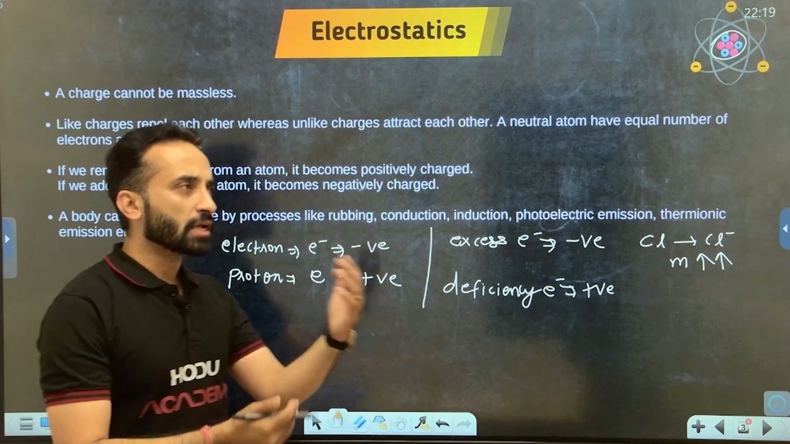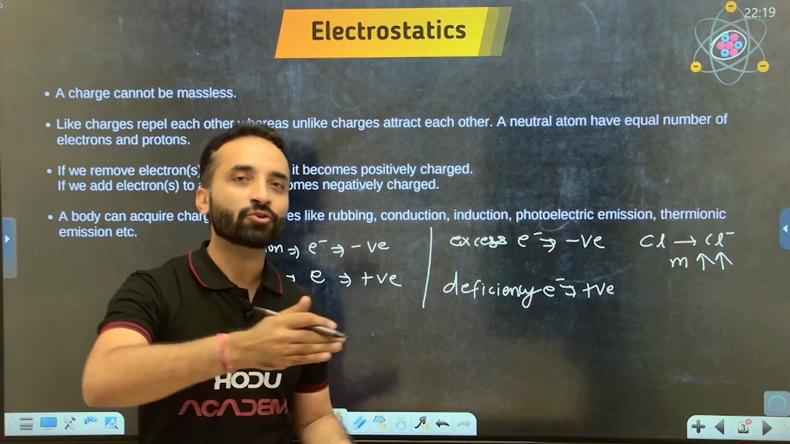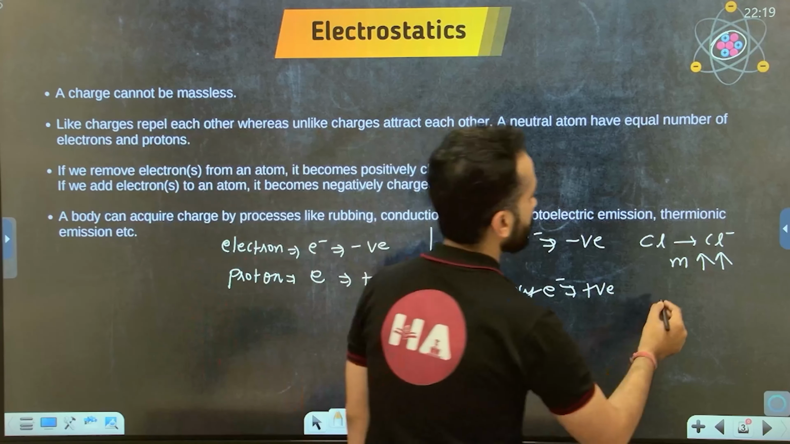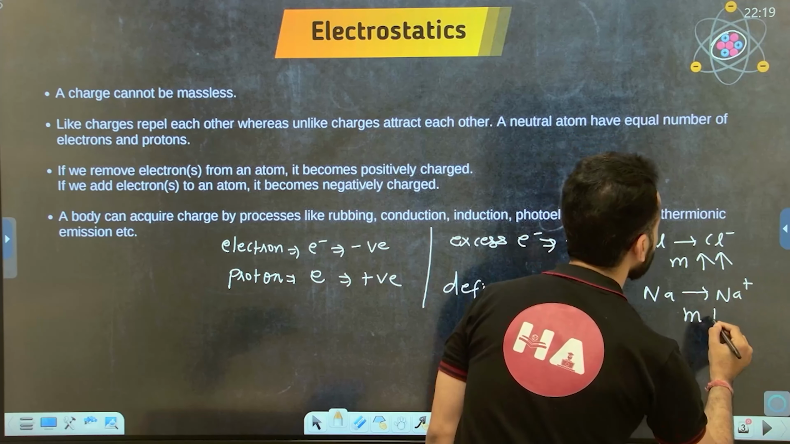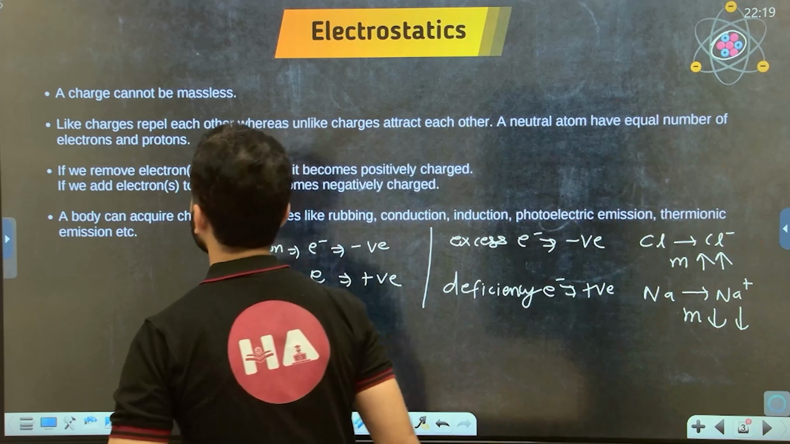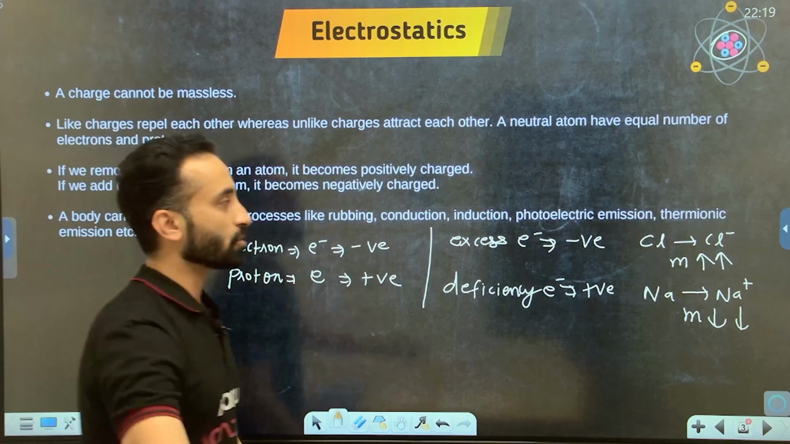So positive charge is not coming because protons are coming, it's because electrons are going, right? So for example, sodium would become sodium plus, and the mass is going to decrease. Keep that in mind, even though slightly, but yes, it's going to change.